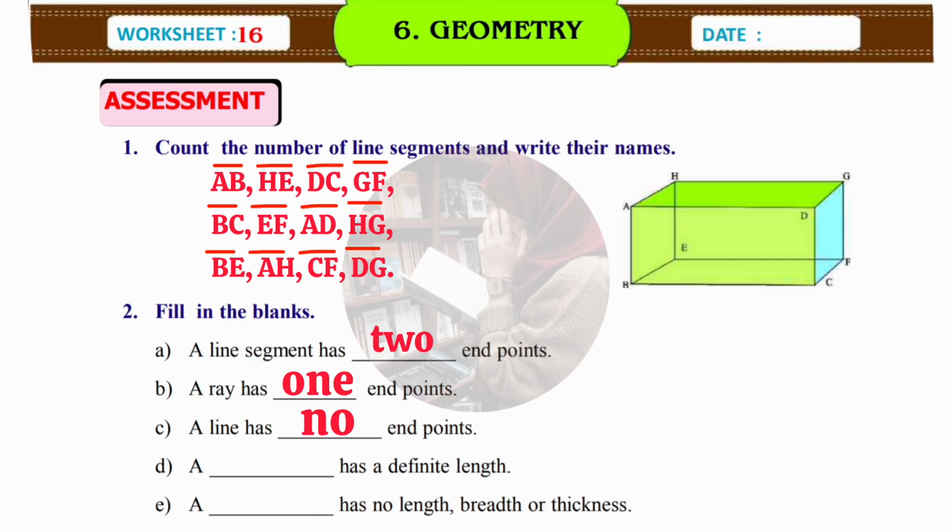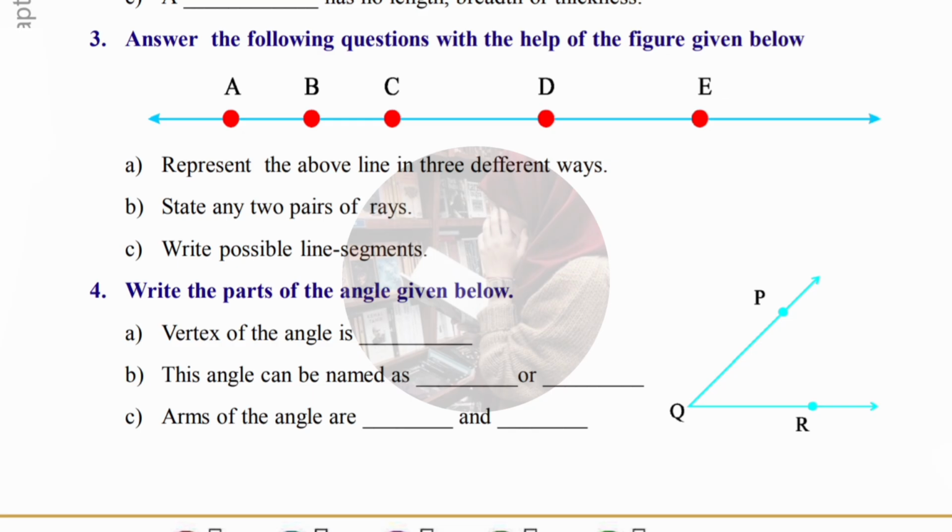Let's see the fourth blank, which is a dash has a definite length. So the answer is a line segment has a definite length. Next, last one, a dash has no length, no breadth and no thickness. A point has no length, no breadth and no thickness. Understood guys? Let's move on to the third question, which is answer the following questions with the help of the figure given below. Here one picture is given of a line segment, where we have some dots.